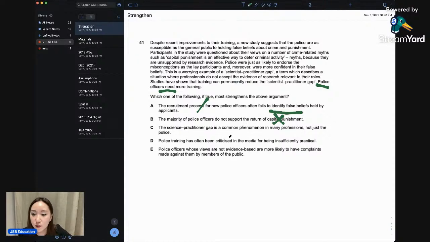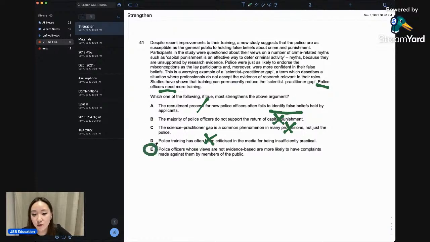So we're just going to go ahead and ignore that. Scientist practitioner gap is a common phenomenon in many professions. That doesn't matter. We're focused on police officers right now. Police training has often been criticized in the media for being insufficient. This would actually weaken it, obviously, because we're saying that training would reduce the scientist practitioner gap. This definitely leaves us with one answer.